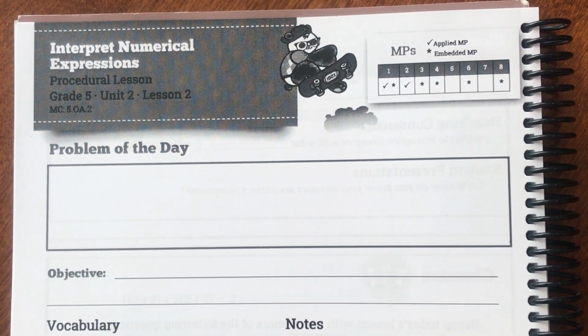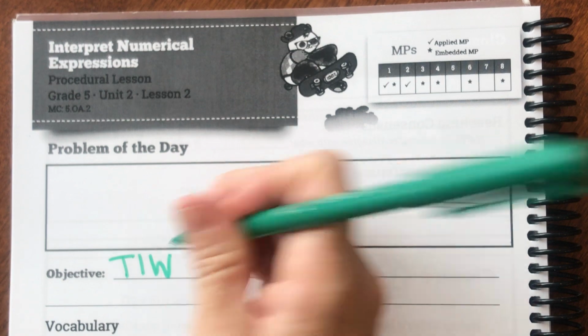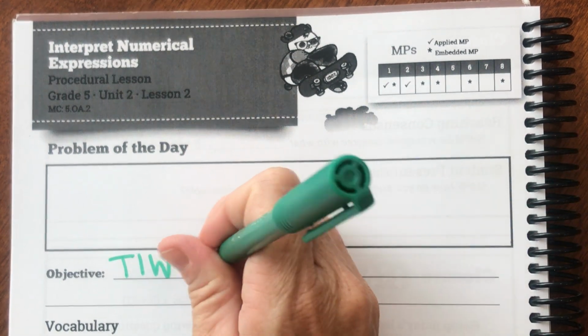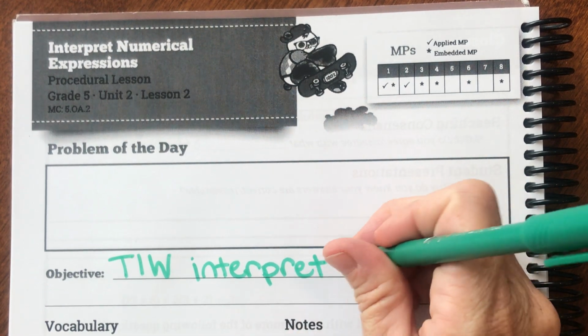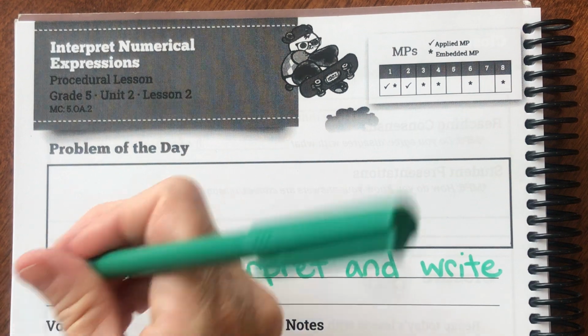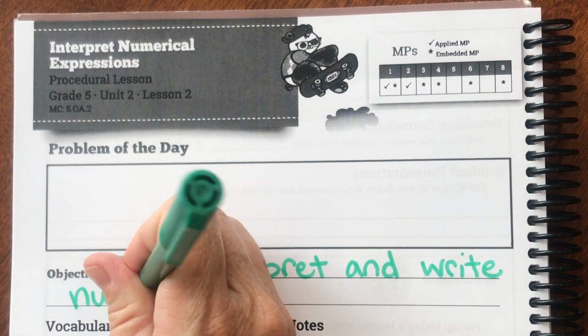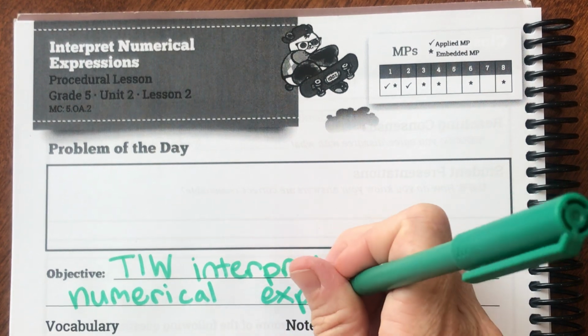Good morning, fifth graders. Today we are on page 99 of your student journal, and our objective for the day is, today I will interpret and write numerical expressions.